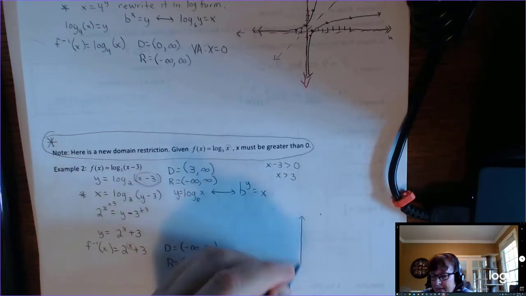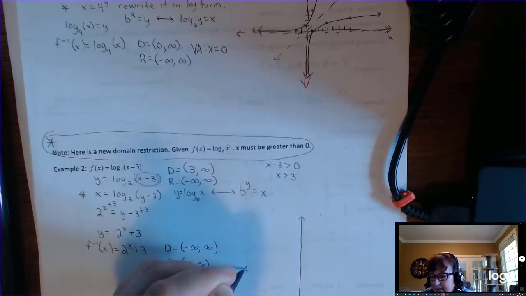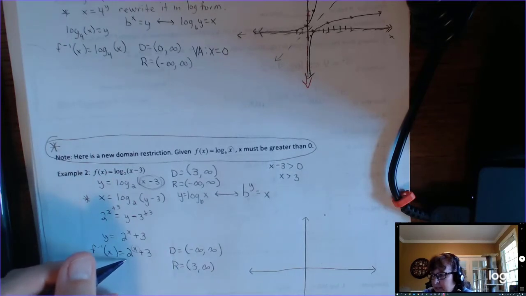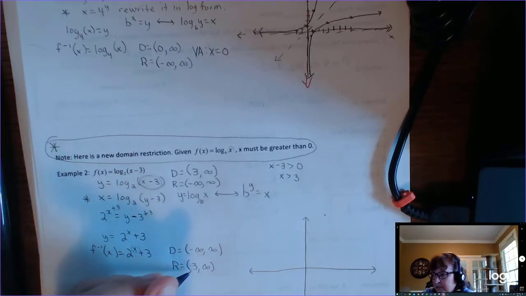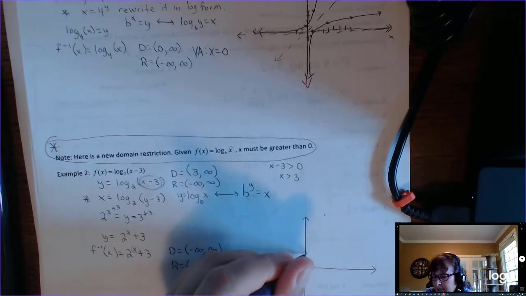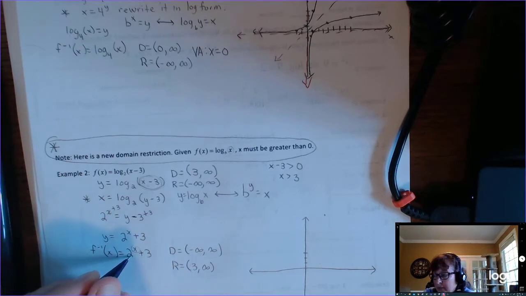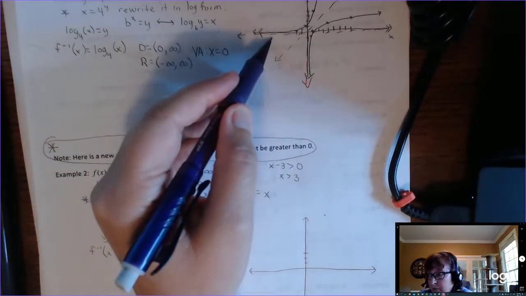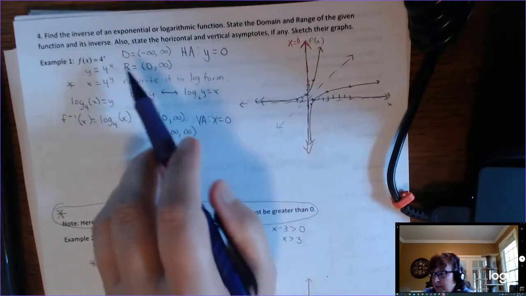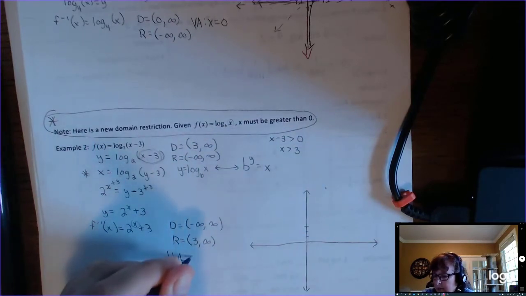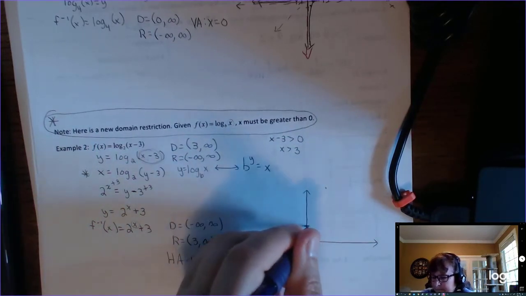So if we graph it, this 2 to the x plus 3 has a range of 3 to infinity. So what that means is this plus 3 moves this exponential. The horizontal asymptote was at y equals 0 for 2 to the x, but now this plus 3 is going to shift it up 3. So the horizontal asymptote is y equals 3.